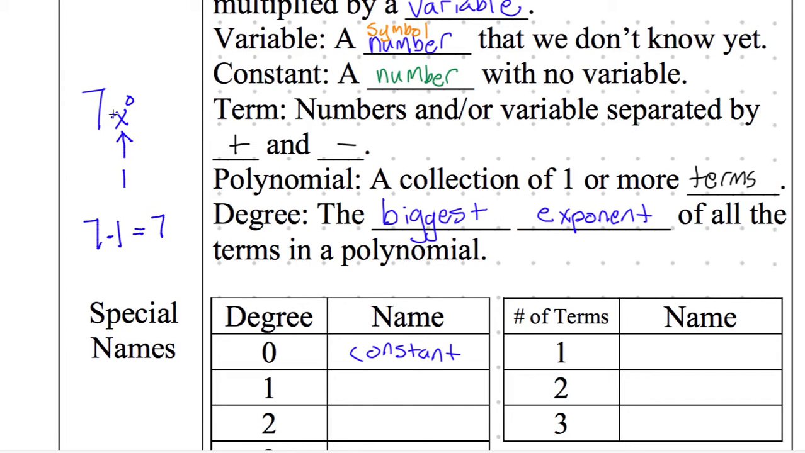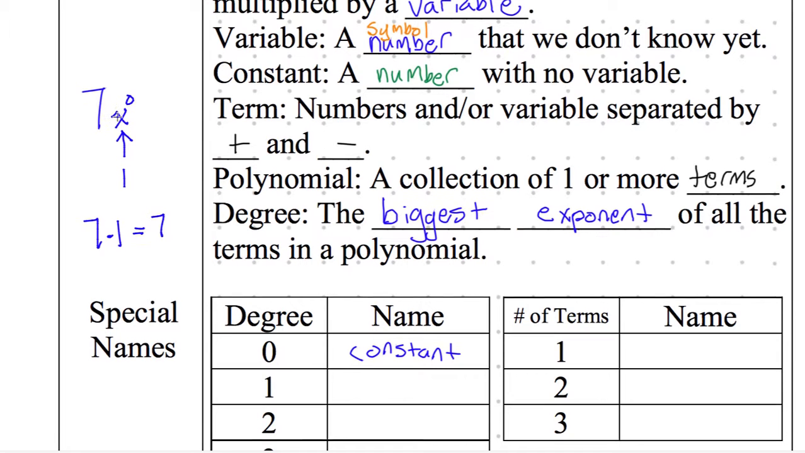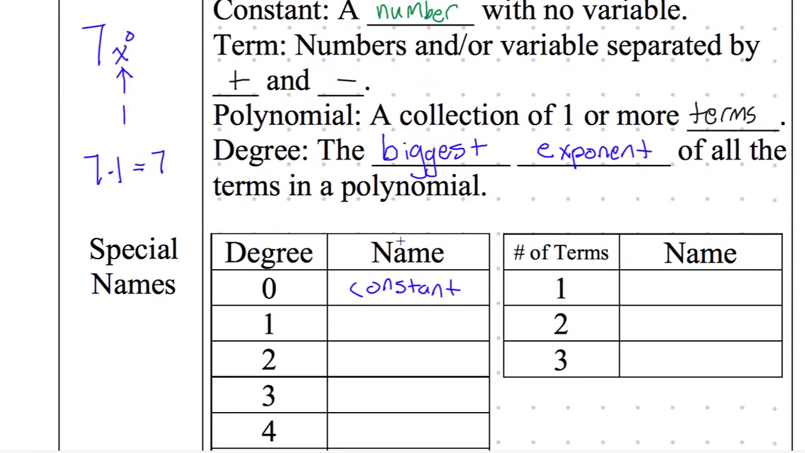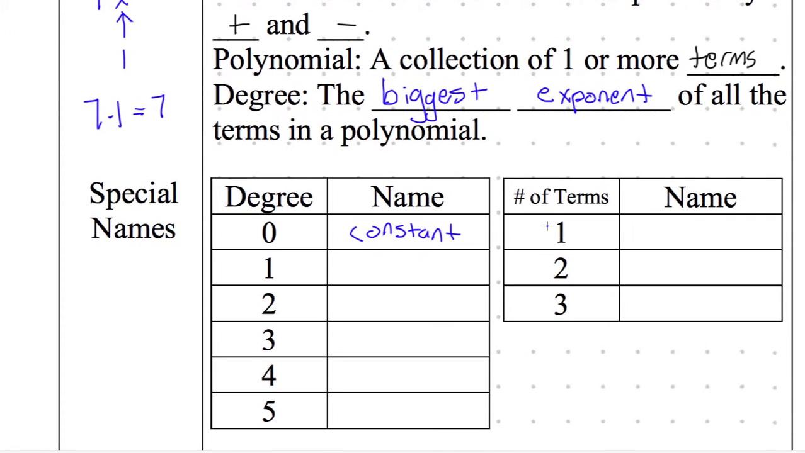What you need to know here is if you don't see a variable, it's a constant. So this is a don't see the variable. We'll write that underneath, no variable. All right. If I have degree 1, we studied these for like 2 or 3 months. If it's degree 1, that is called linear.